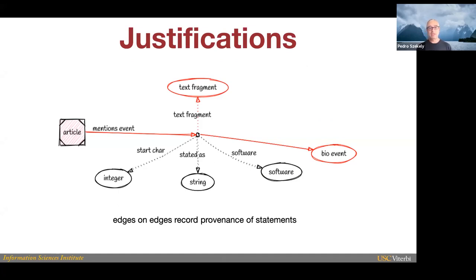The edge has annotations with the justifications of where the extraction came from: the text fragment, where in the text fragment it came from, how it was stated in the text, and what software was used. We could add confidences here too, but we're currently not getting confidences from the reading systems.